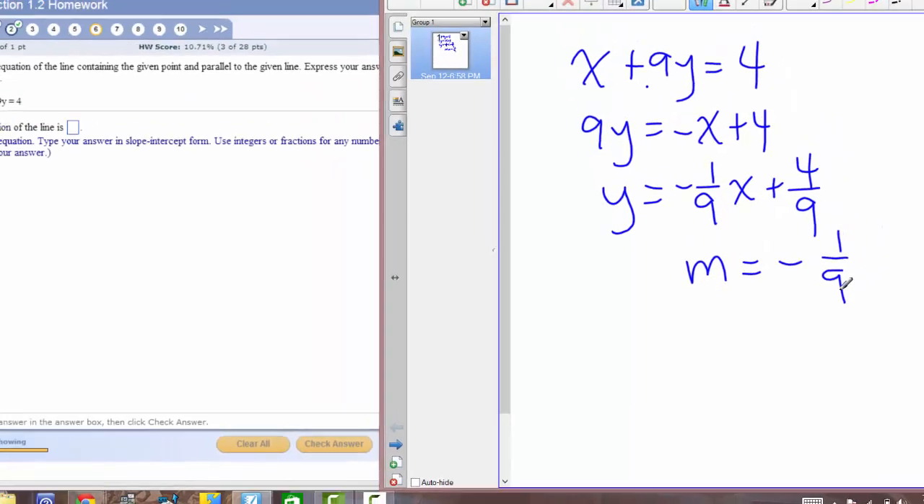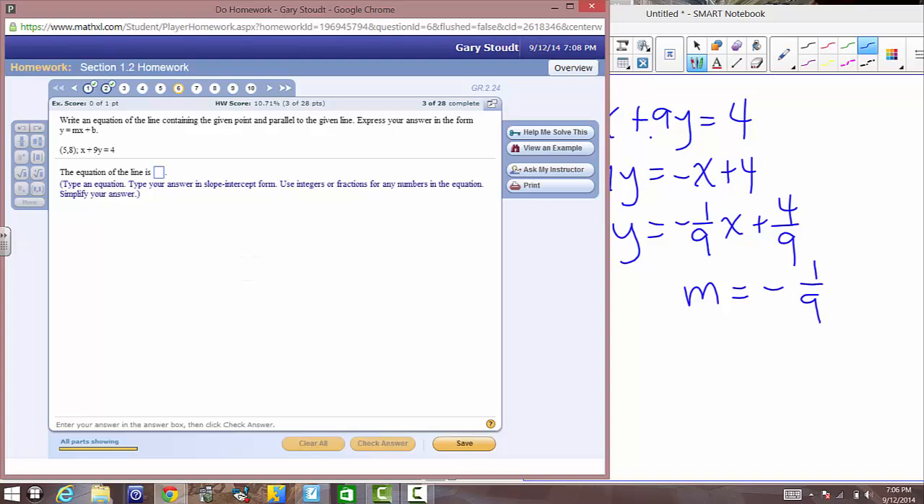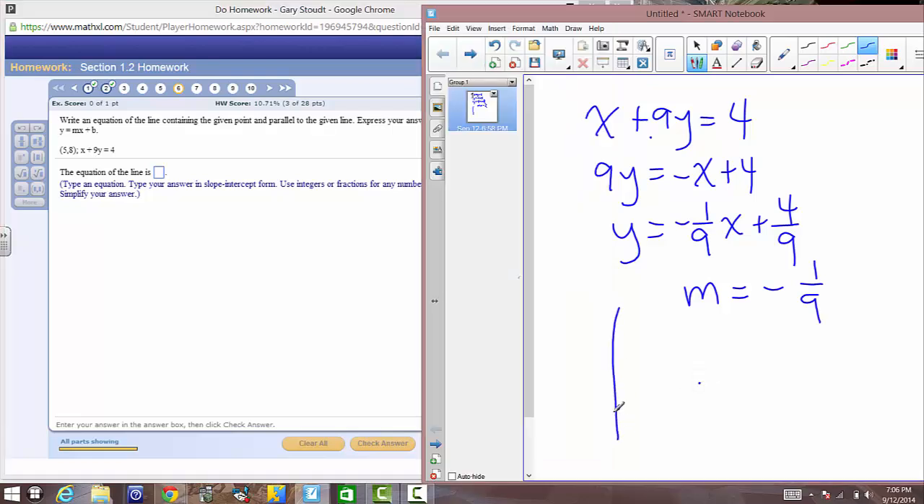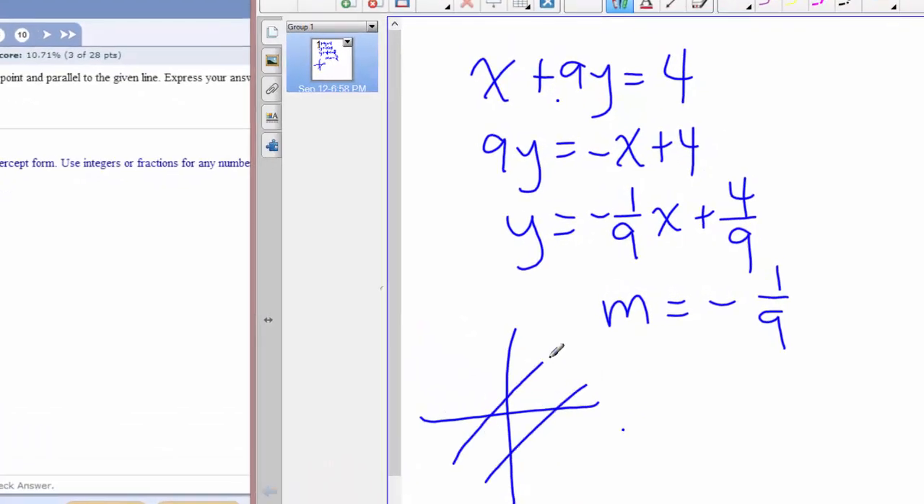Now we are looking for the slope of a line that is parallel to this line. And hopefully what you remember from algebra class is that parallel lines have the same slope. If you have two lines that are parallel, you'll notice they have the same steepness. So they have the same slope. So the line we are looking for also has slope of negative 1/9. So the slope we are interested in is negative 1/9. And from the problem we're told that the line goes through the point 5, 8.